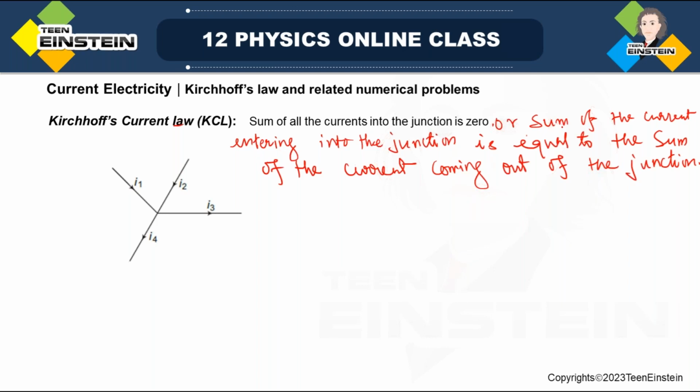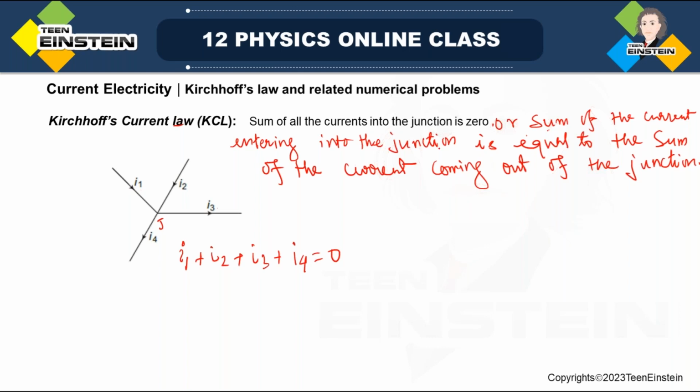See, according to the first statement, the sum of the currents. Here I have got junction J. How many currents are there? I1, I2, I3 and I4. So I can write according to the first statement that the sum of all the currents at any junction will be zero. So I1 plus I2 plus I3 plus I4 must be zero according to this statement.